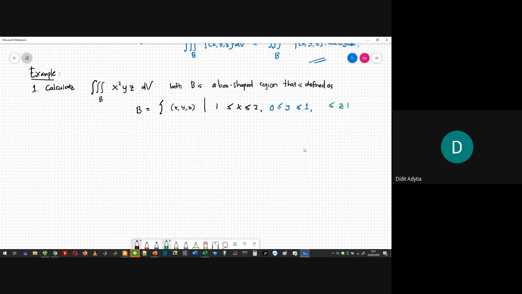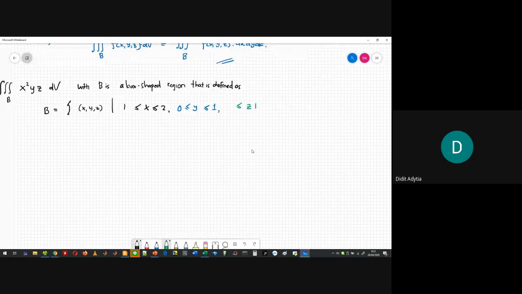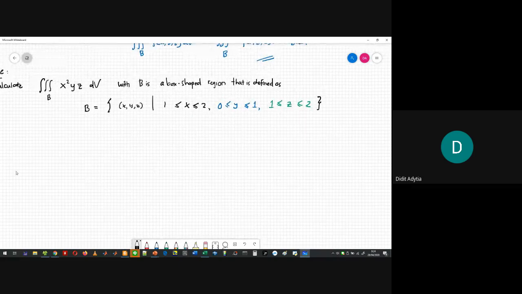All right, z is between 1 and 2. Okay, langsung ya kita ini, this is boxes. So as previously we did.